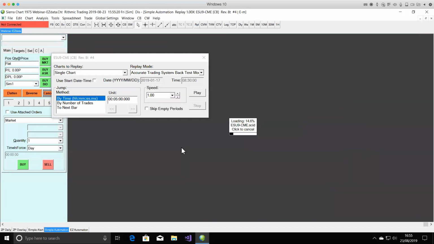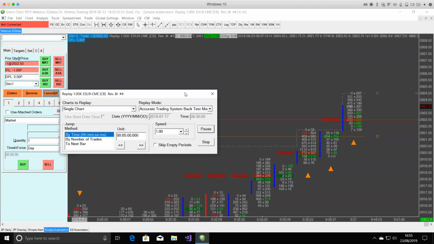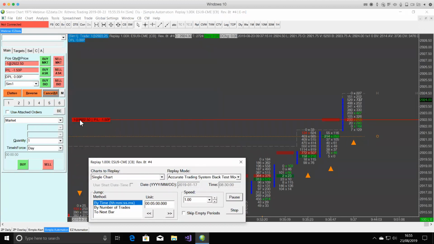So if I kick off the replay within Fiera Chart, we should see as this bar forms, sooner or later, it looks like we get some buy aggression and the system will take us long automatically. There we go. So as soon as that bar opened, that was quick. We flew up here.